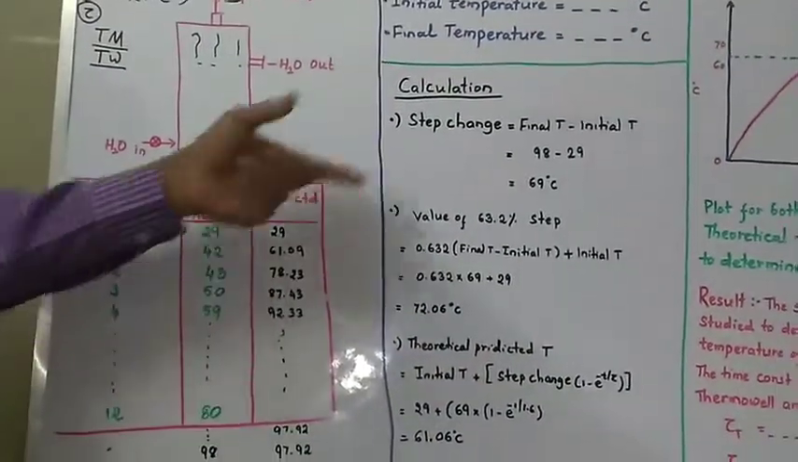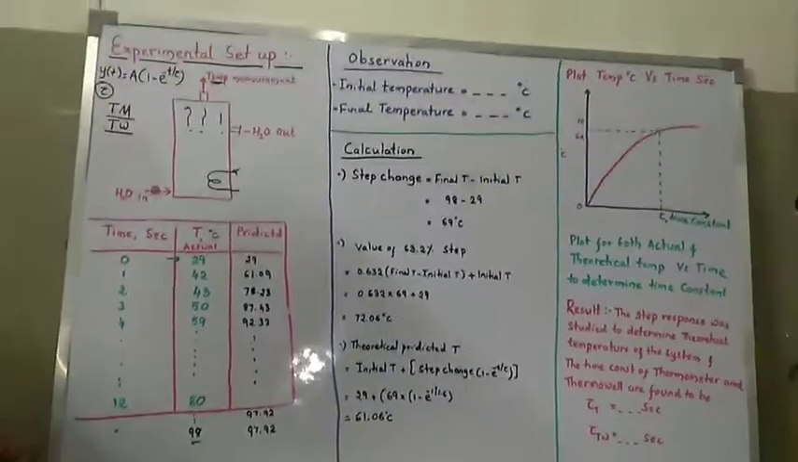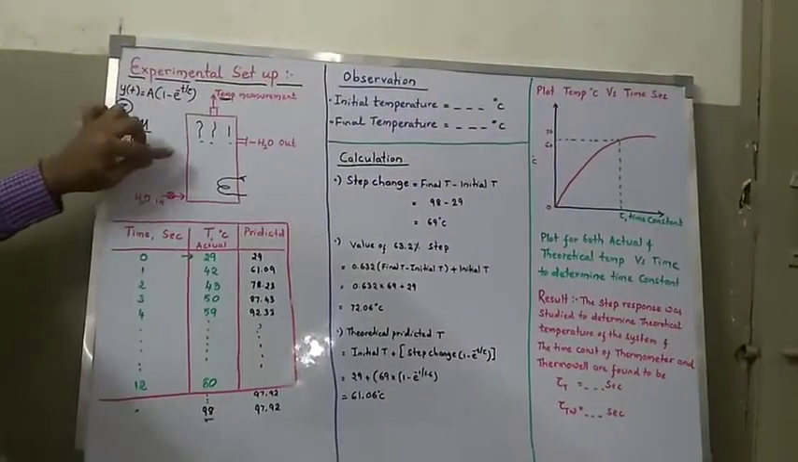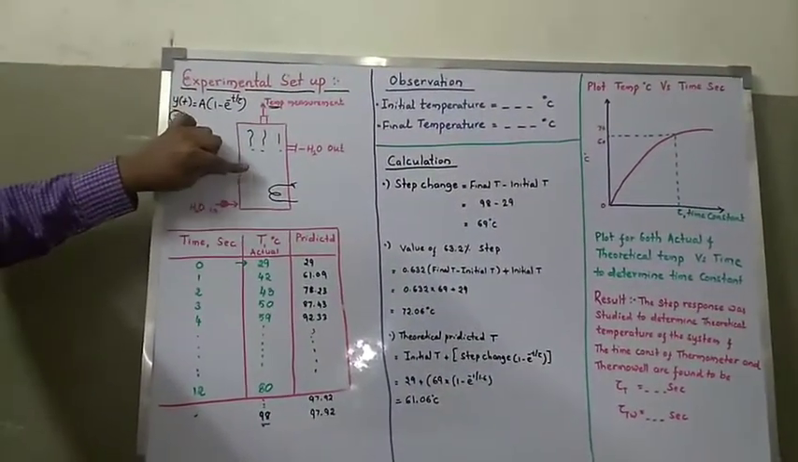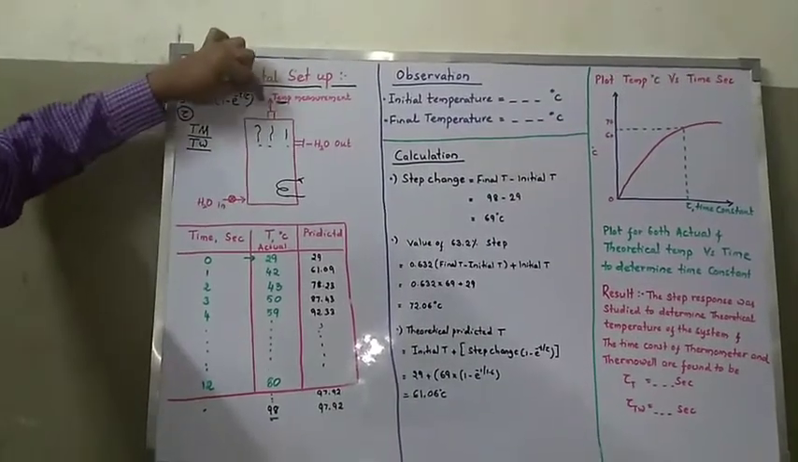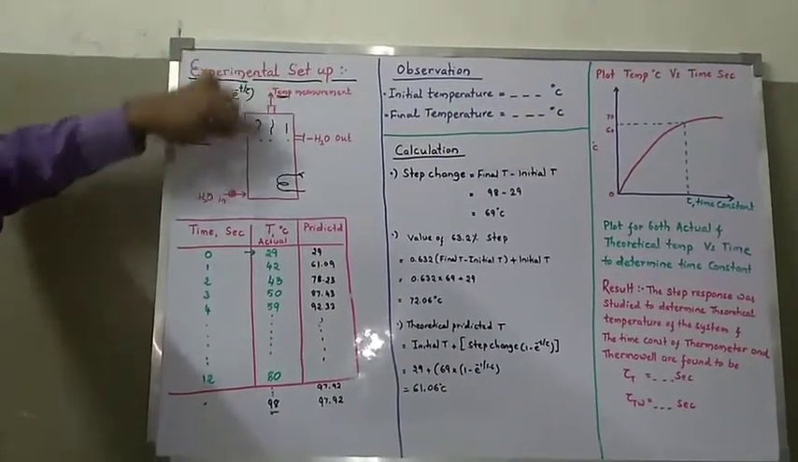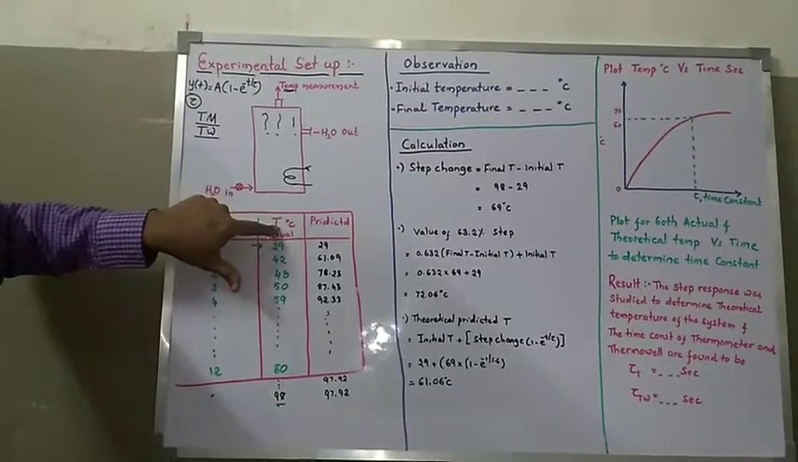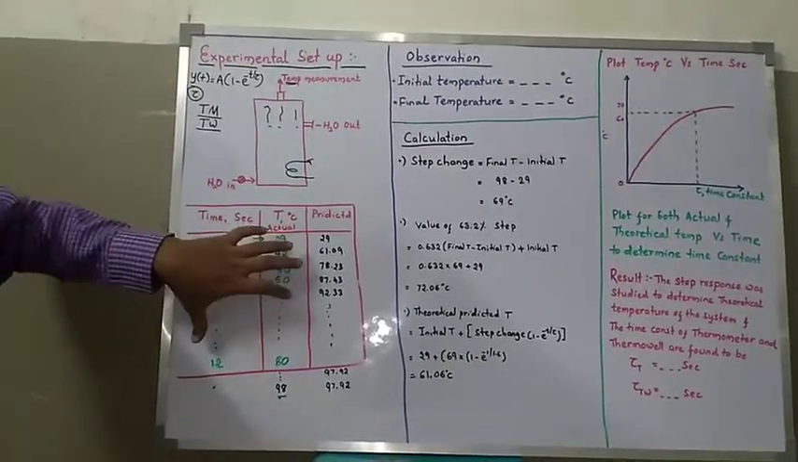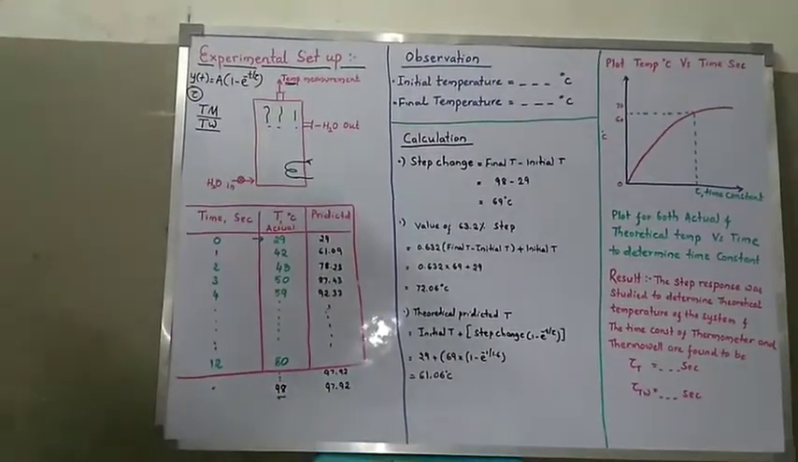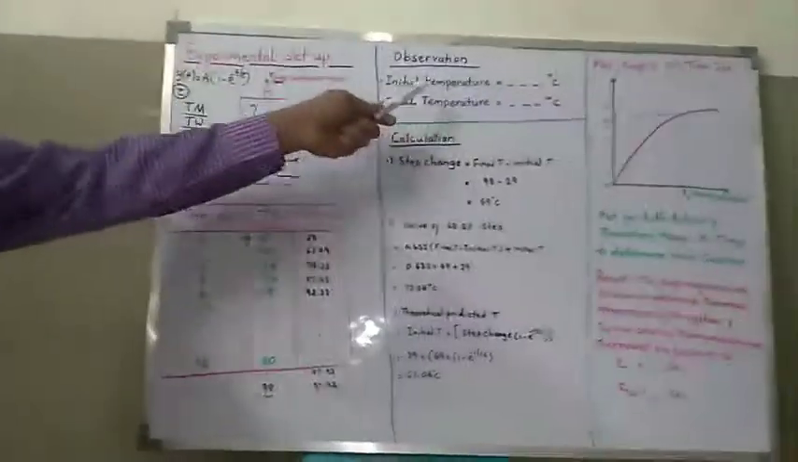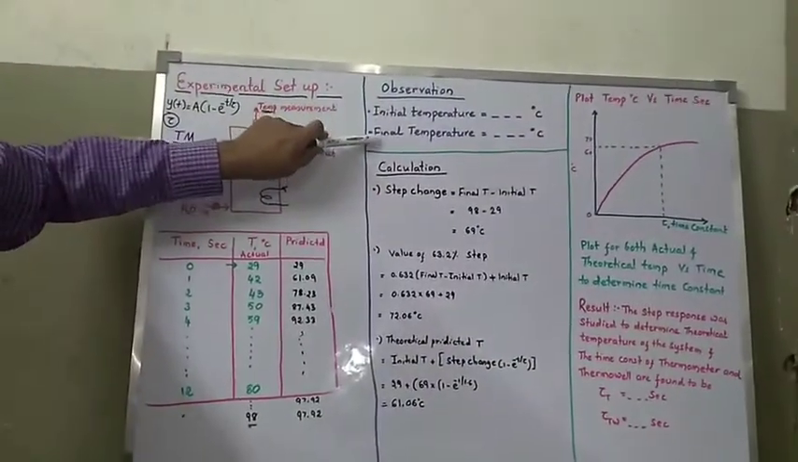So this predicted will be shown in the calculation. This is all about the conduct of experiment. Boil the water. Once the water boils, insert the thermometer and note down the reading, temperature versus time. So this is all about the conduct of experiment. And what are the observations? Observations are only the initial temperature and final temperature.